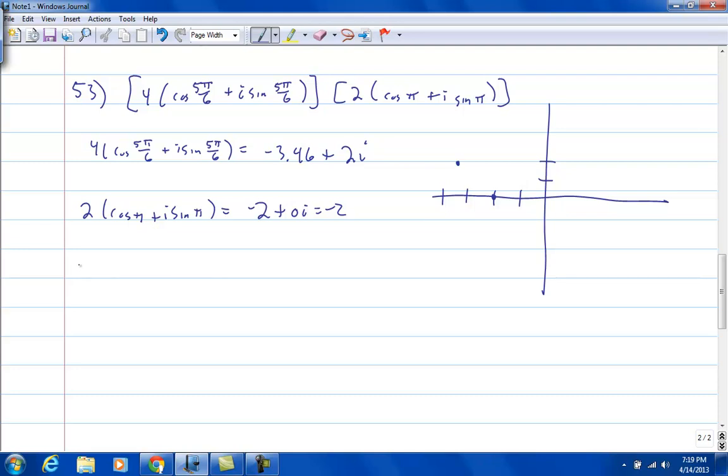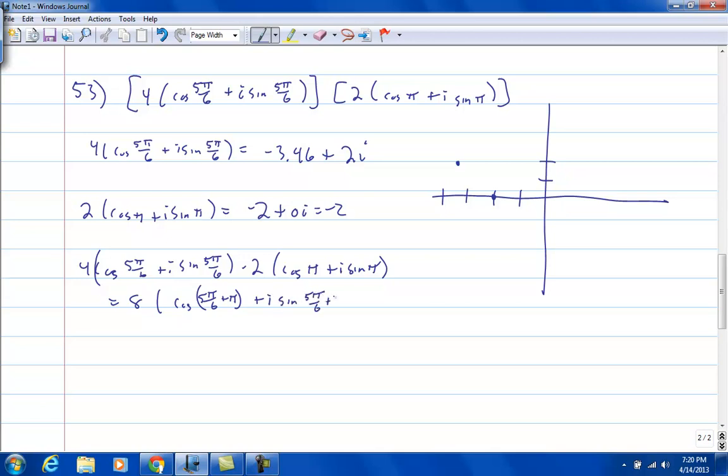magnitudes. So if we do 4 times cosine 5 pi over 6 plus i sine 5 pi over 6 times 2 times cosine pi plus i sine of pi, what do we get? 4 times 2 is 8 times cosine of 5 pi over 6 plus pi plus i sine of 5 pi over 6 plus pi.